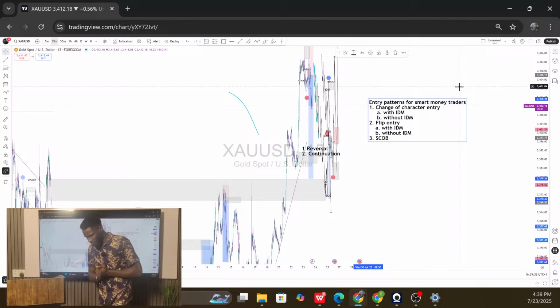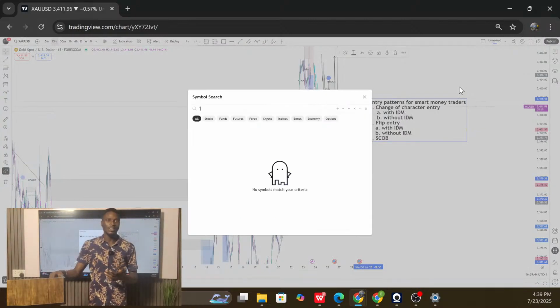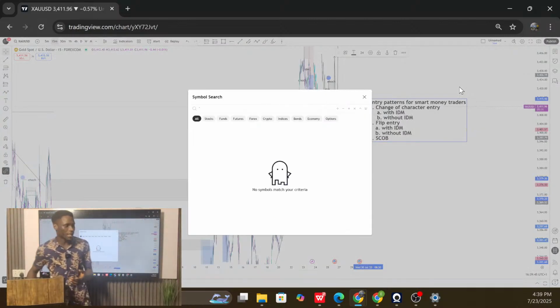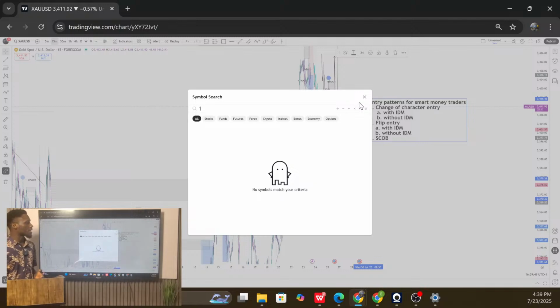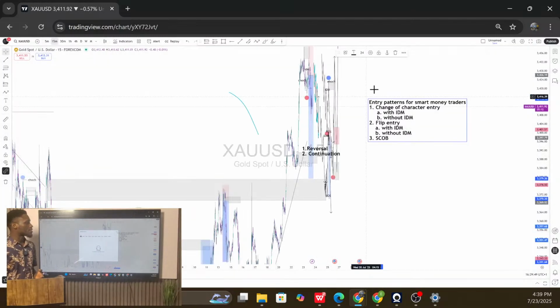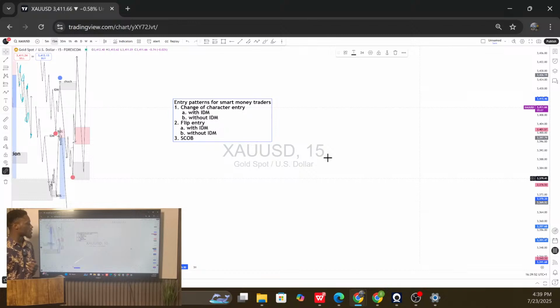I mostly don't trade flip entries, not because they are not good entries, but in many cases they are similar to change of character entry, right? They are similar, just very, very tiny differences. So let me draw out an example.